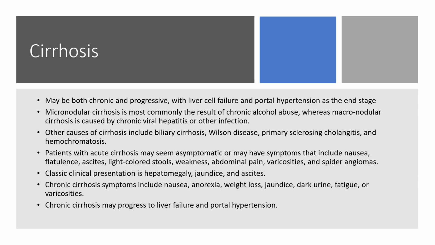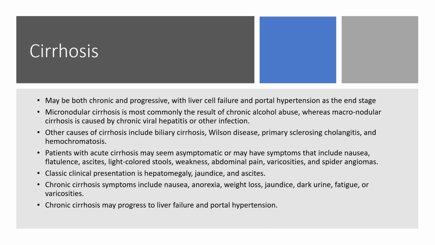Now, patients who have acute cirrhosis can seem asymptomatic, or they may have symptoms that include nausea, flatulence, ascites, light-colored stools, generalized weakness, abdominal pain, varicose veins on their abdomen, or spider angiomas on their abdomen.